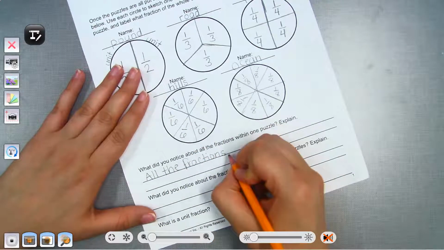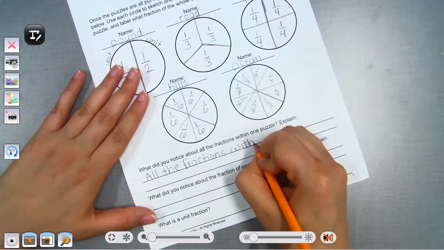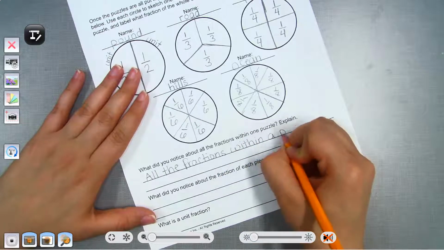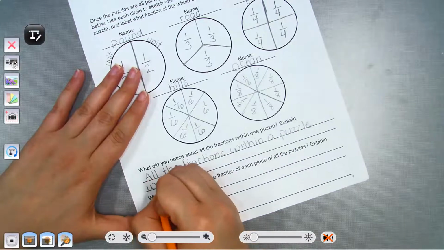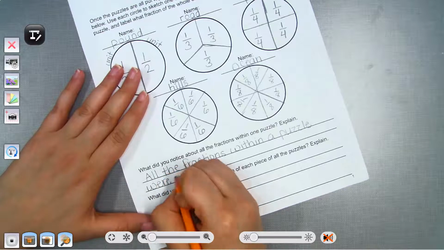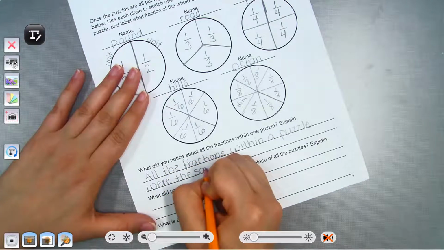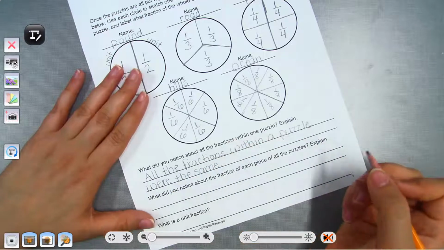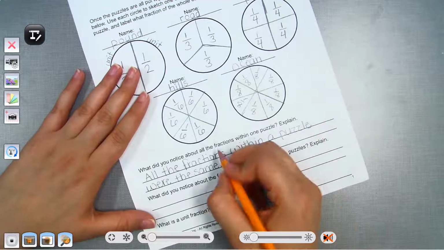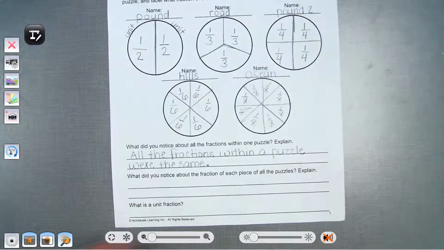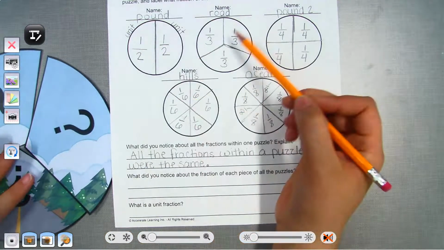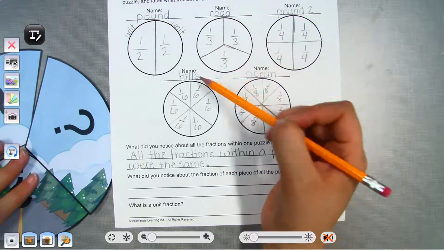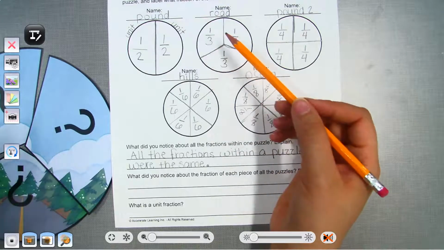all fractions within a puzzle were the same. Okay, we're just going to do that. And when we explain it, it's because each piece was made up of a certain number of equal parts. So, like in this 1/3, all of these are 1/3 because they're all made up of the same equal number of pieces. Okay?